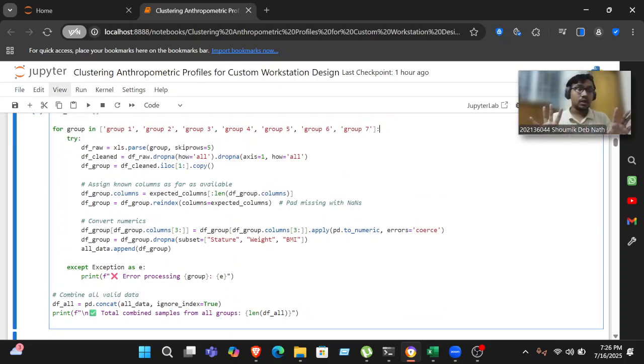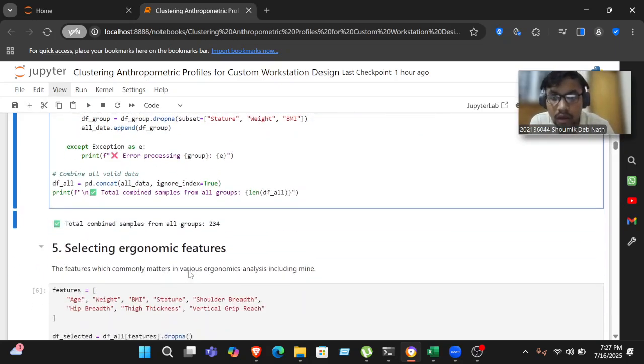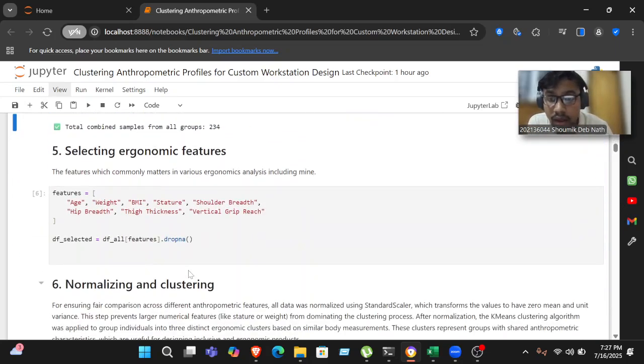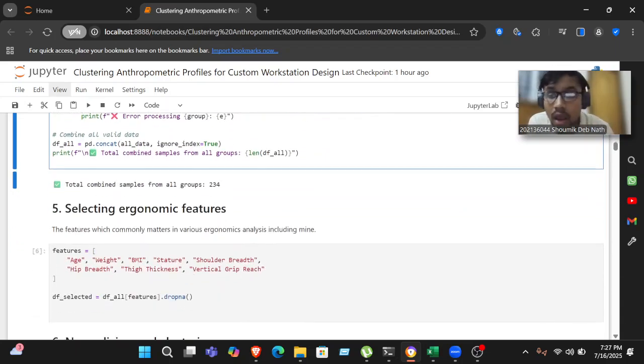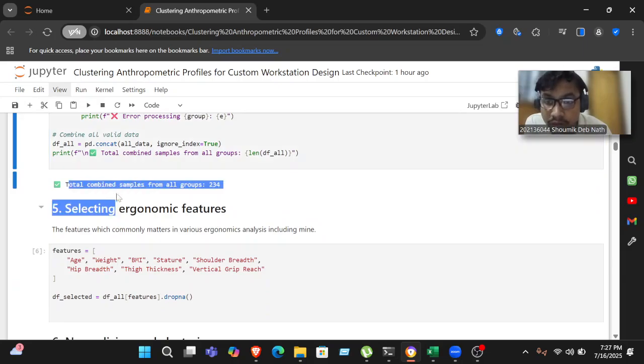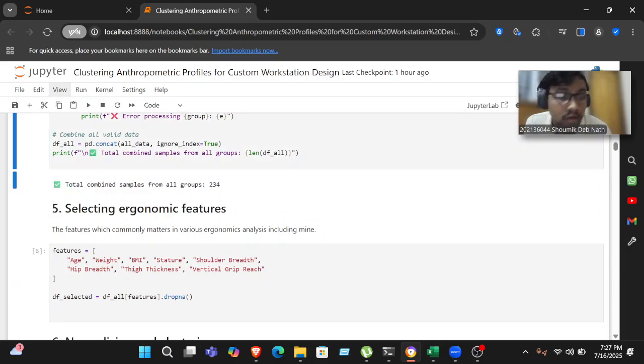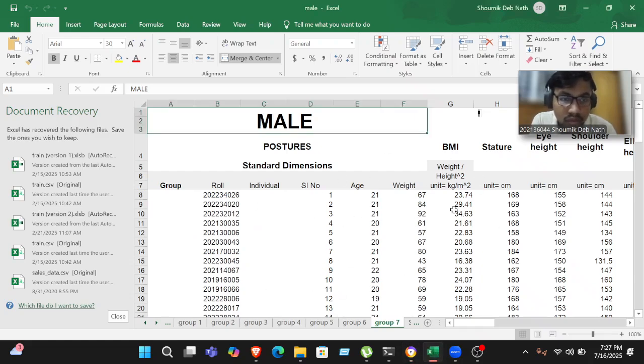I have put all these sheets together in my code, and after writing the code, I ran it. After running the code, I combined the samples, which are 234 samples, all combined from my data set. From this data set, the samples that have been found are 234, which is huge.